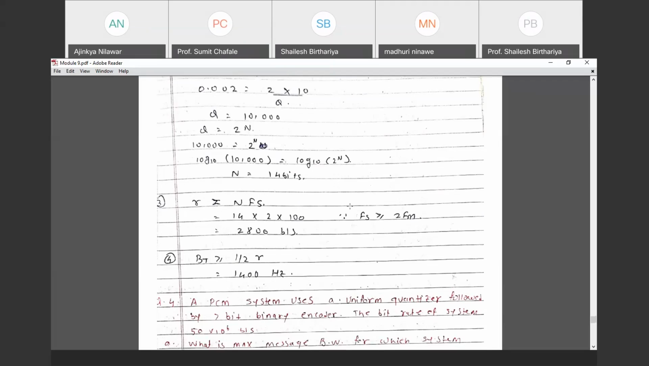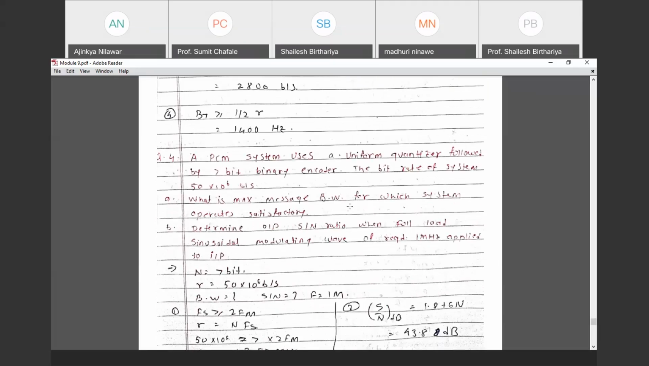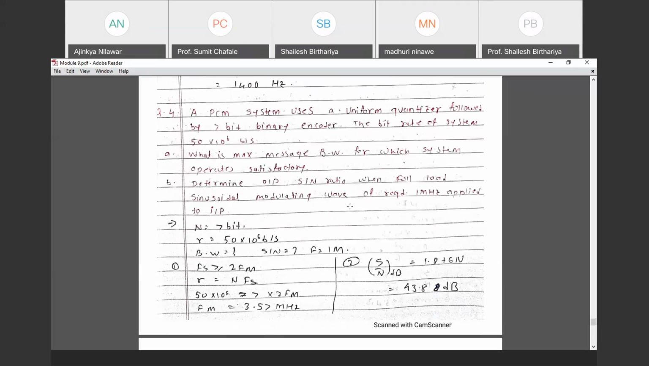We are having bandwidth. And the last numerical, as far as PCM is concerned, is about the difference of signal to noise ratio if a sinusoidal input is given or a normal input is given. So what is given? Let us see.